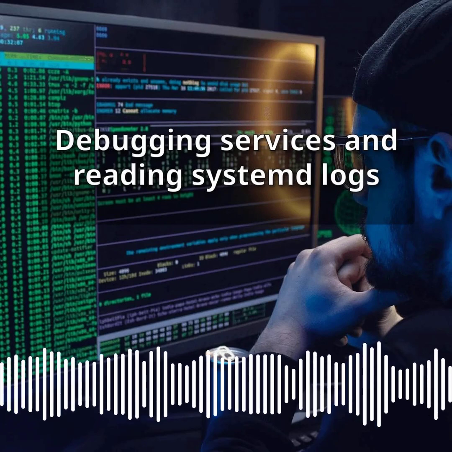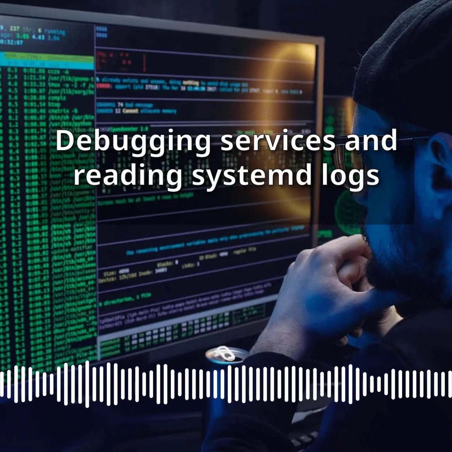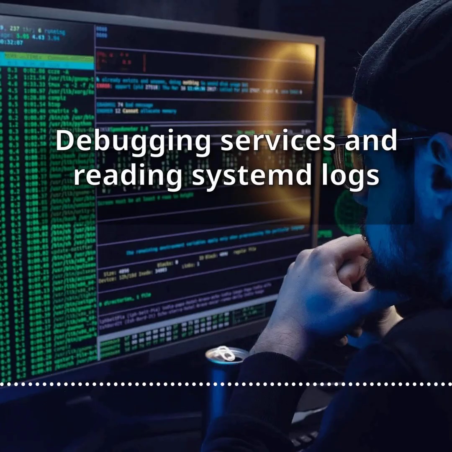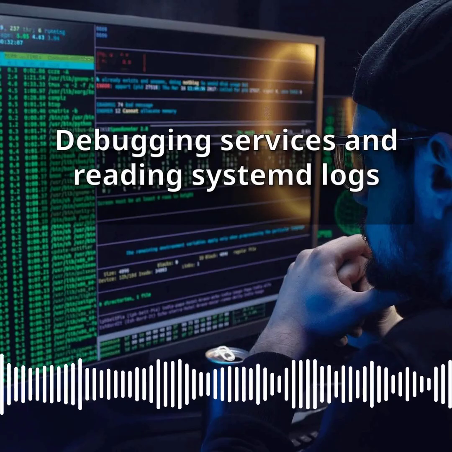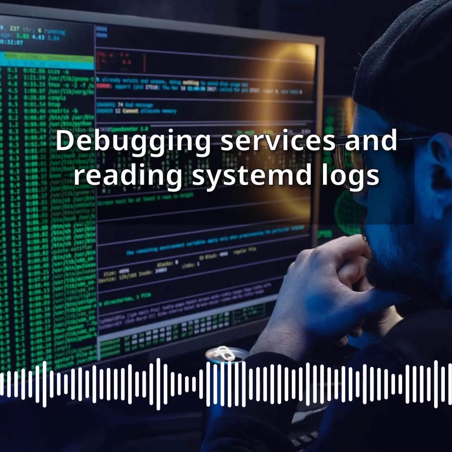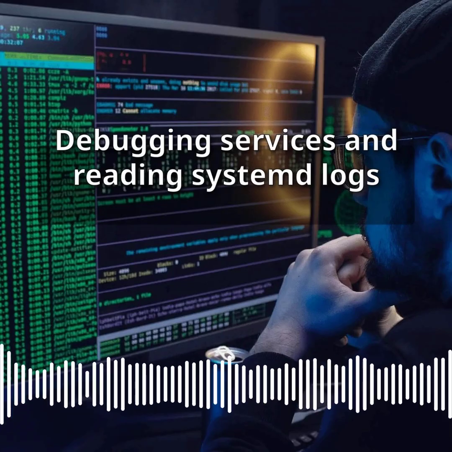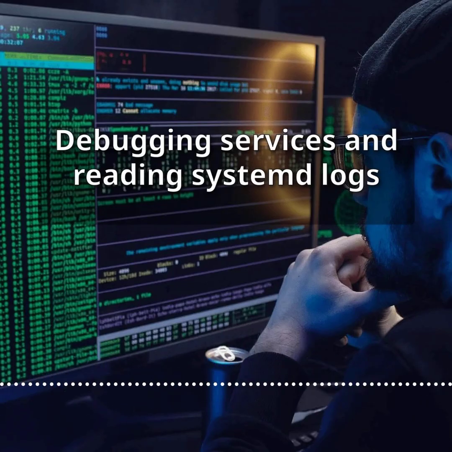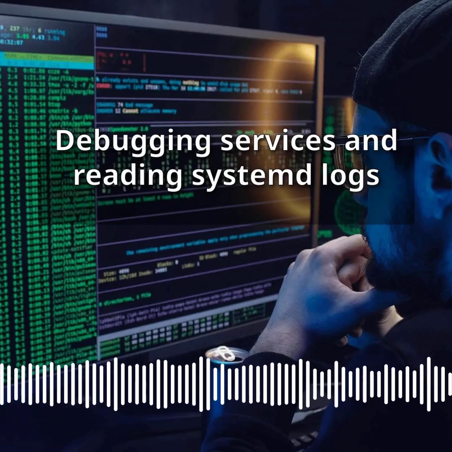The possible active states are important to distinguish. Active, running, means the service is up and working. Active, exited, means a one-shot task ran successfully and finished, common for setup scripts. Inactive, dead, means the service is stopped. Failed means the service tried to run but returned an error. Activating or deactivating are transition states. When a service is in the failed state, systemd records the reason. You will often see a line such as active, failed, result, exit code, or result, signal, which tells you whether the process exited with a non-zero error code or was killed by a signal.